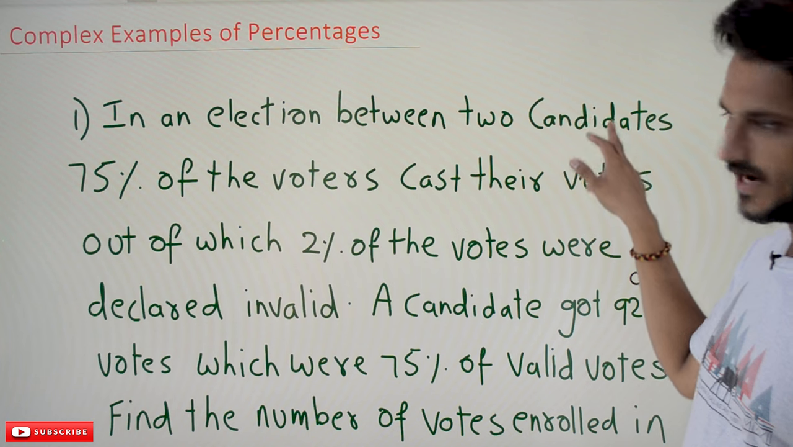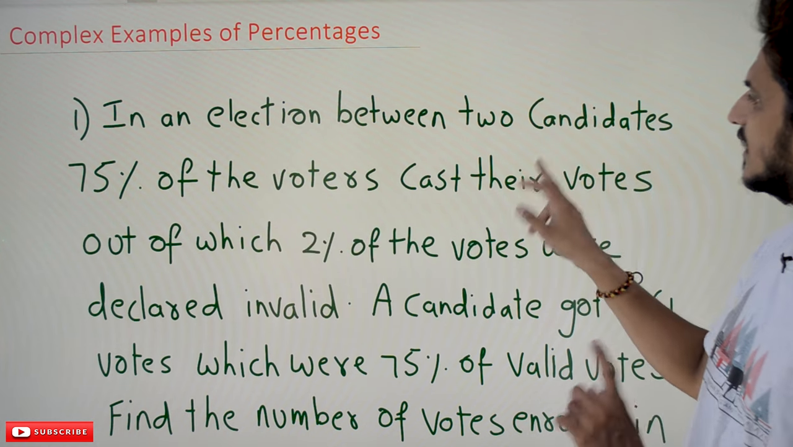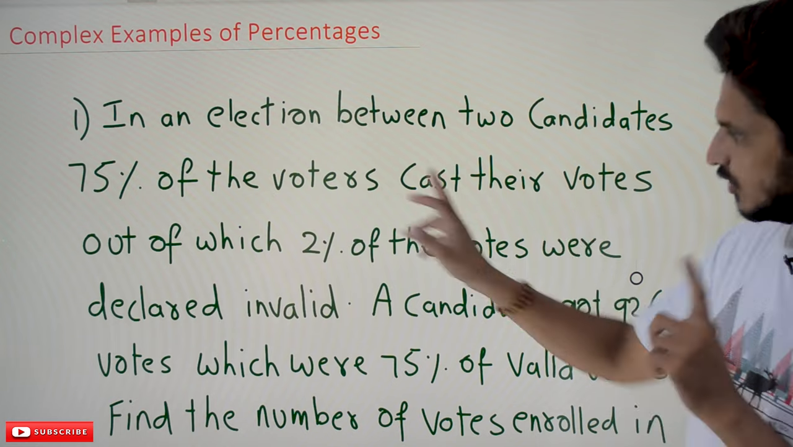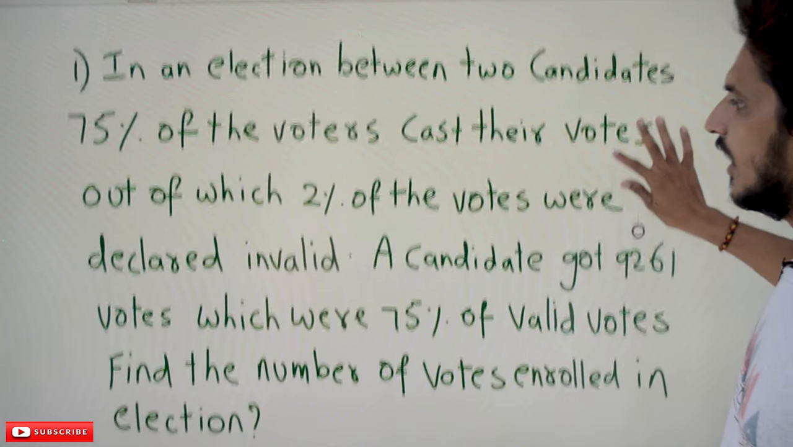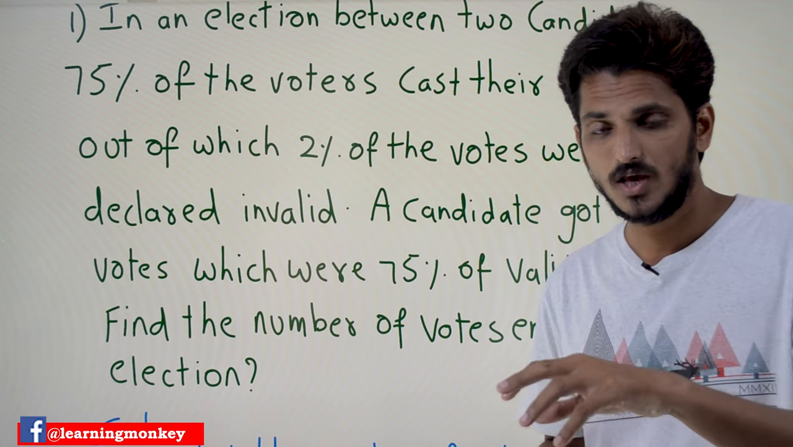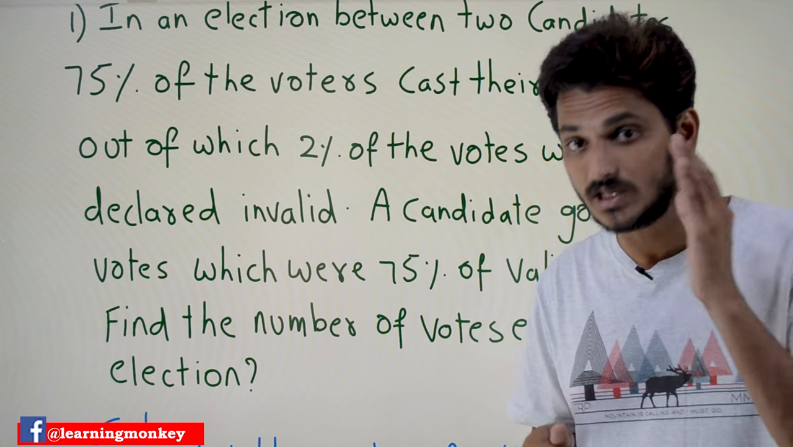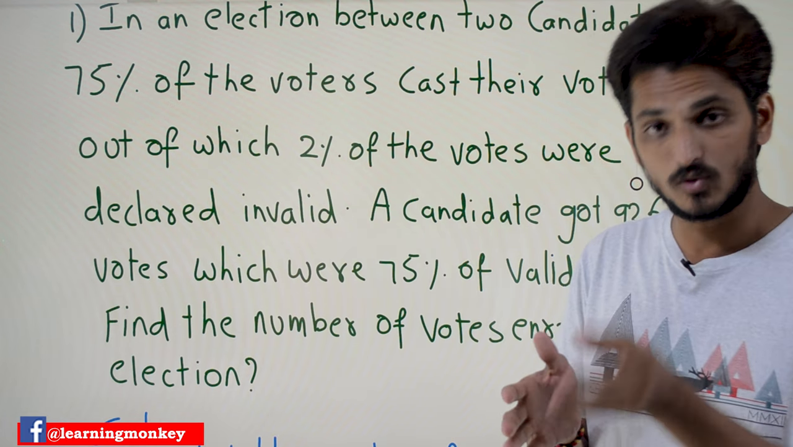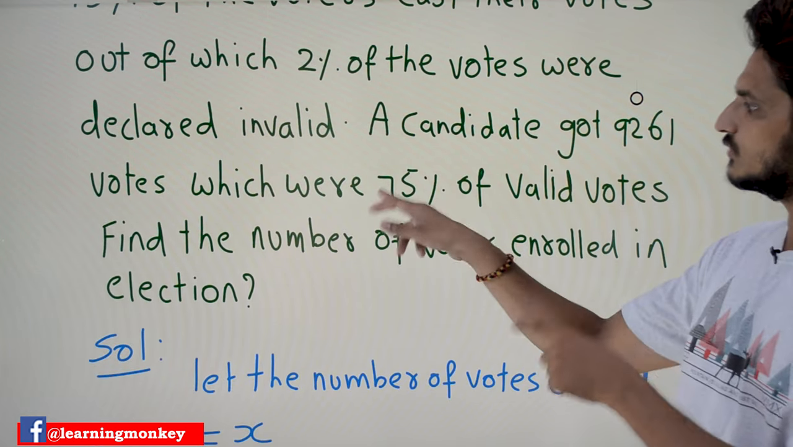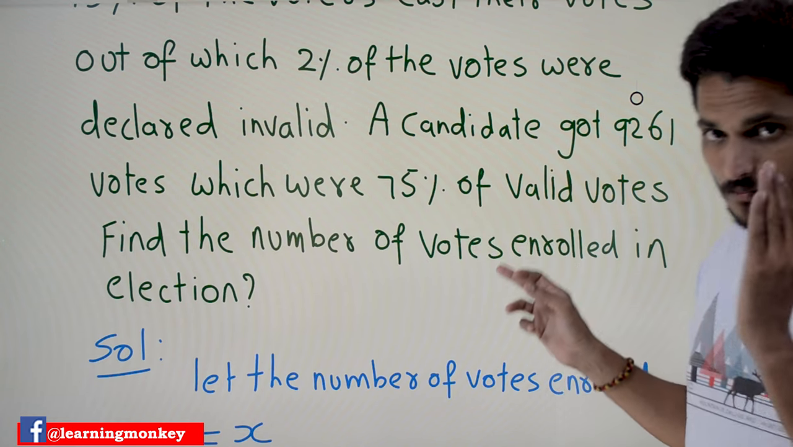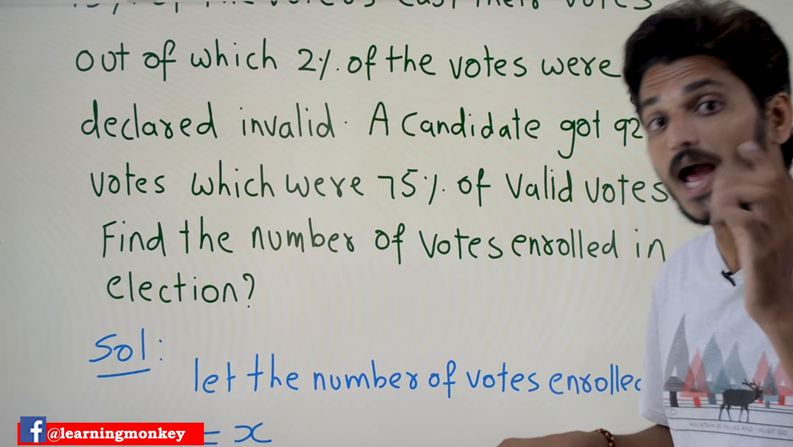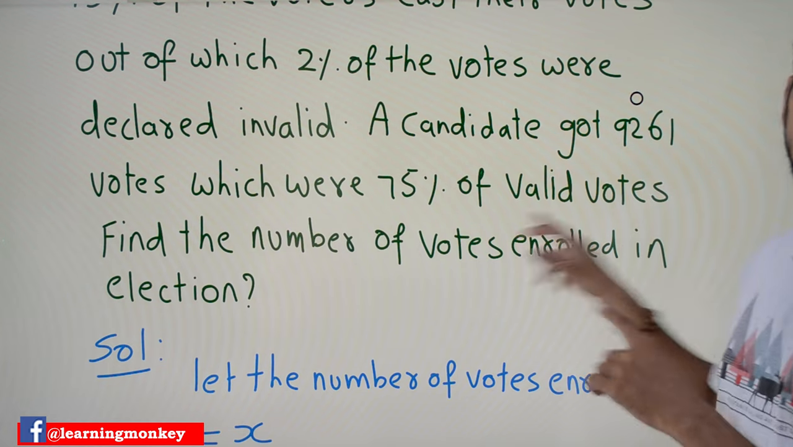In an election between two candidates, 75% of the voters cast their votes, out of which 2% of the votes are declared invalid. Not everyone cast their votes, only 75% did, and out of those 75%, 2% are invalid votes. A candidate got 9261 votes, which were 75% of the valid votes. Find the number of votes enrolled in the election.